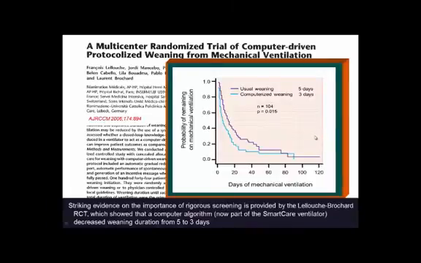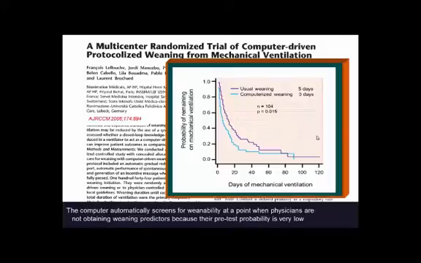Striking evidence of the importance of rigorous screening is provided by the randomized controlled trial performed by Lellouche and Brochard, where they were using a computerized system for weaning. And that computerized system is now built in to the SmartCare ventilator manufactured by Draeger, which is used in a lot of places. We don't use it, but it's used in lots of places. And with the use of that algorithm, you can see that the weaning duration was decreased from 5 days to 3 days on average.